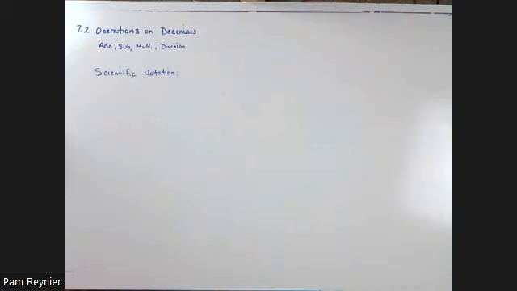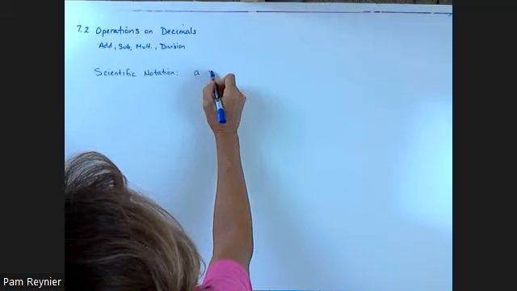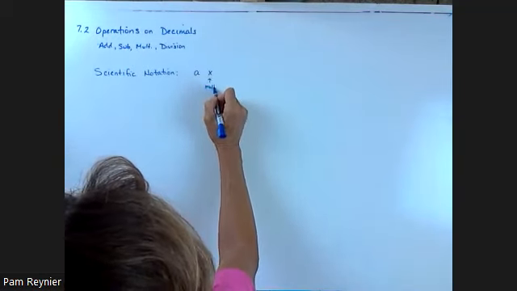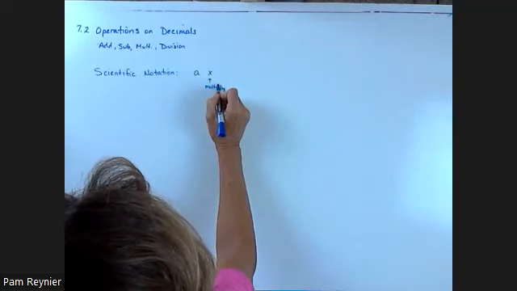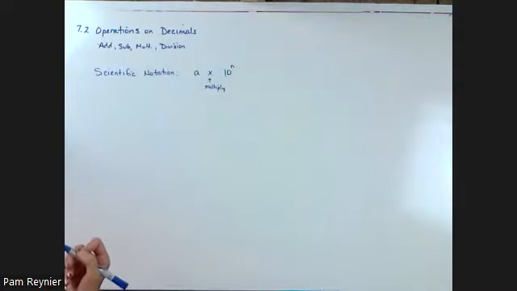Scientific notation is written in 2 parts. You have your first part, you use your X to represent multiplication, and then we're going to represent it by multiplying by a power of 10.